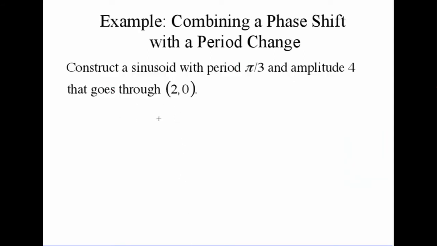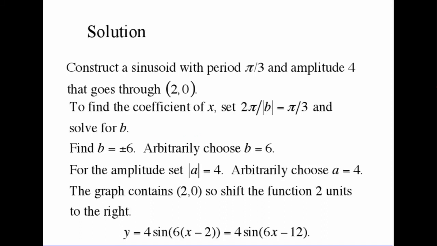Alright, so combining a phase shift with a period change. We want to construct, meaning write, a sinusoid with period pi over 3 and amplitude 4 that goes through the point (2, 0). So go ahead and pause the video and see what you can come up with. So we want to construct a sinusoid with period pi over 3 and amplitude 4 that goes through the point (2, 0). Define the coefficient of x.